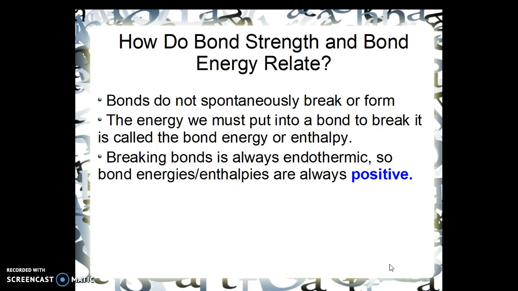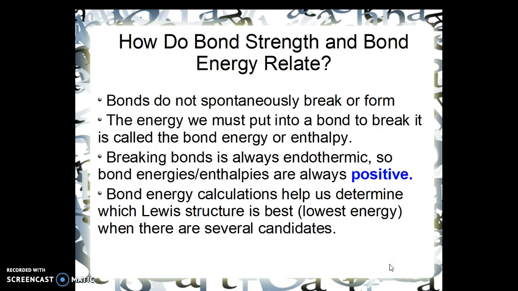Breaking bonds is then always endothermic. You have to put energy in, usually in the form, say, of ultraviolet radiation. So bond energies, bond enthalpies, are always positive numbers in the tables. Now we can use bond energy calculations, for instance, if we've got resonance structures, to help us determine which Lewis structure is the lowest energy and therefore the best and the most likely to form when there are several resonance candidates.